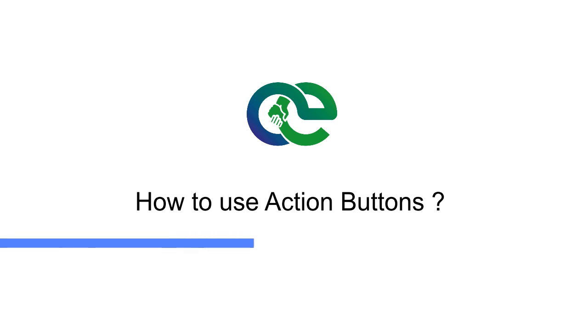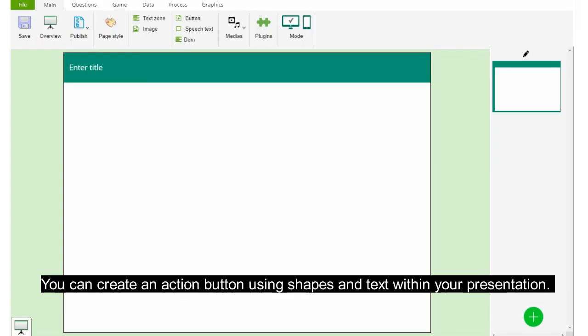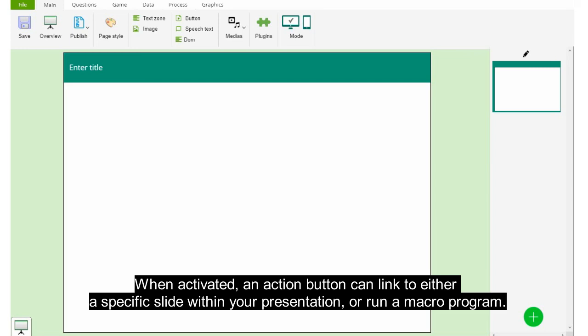How to use action buttons. You can create an action button using shapes and text within your presentation. When activated, an action button can link to either a specific slide within your presentation or run a macro program.